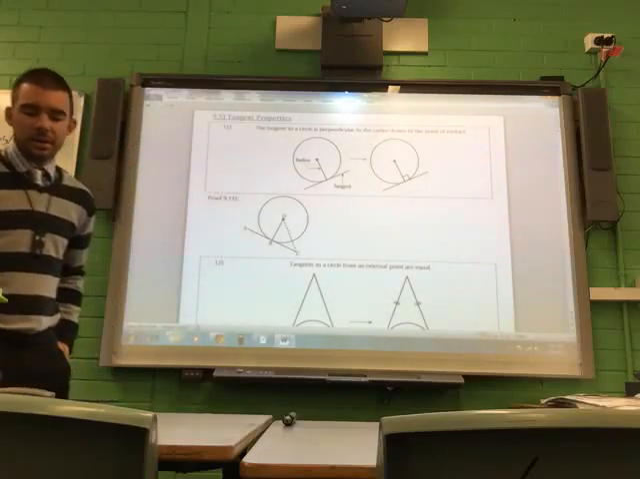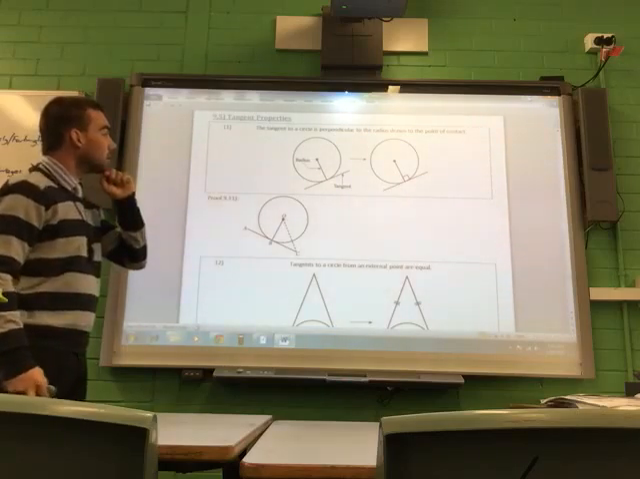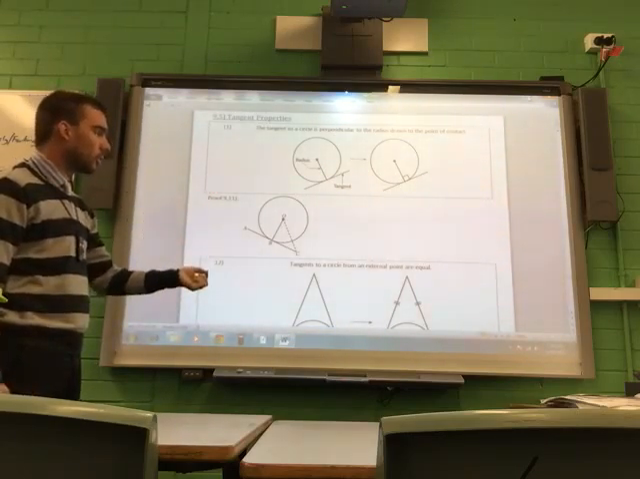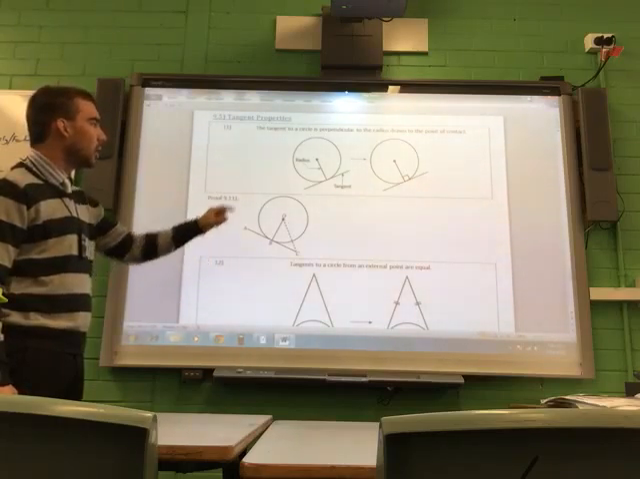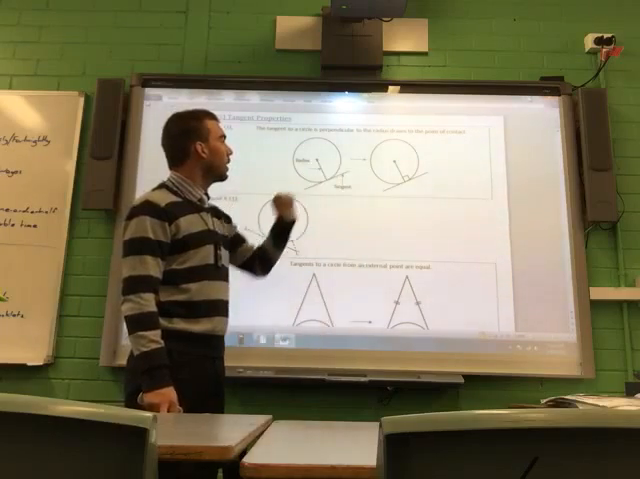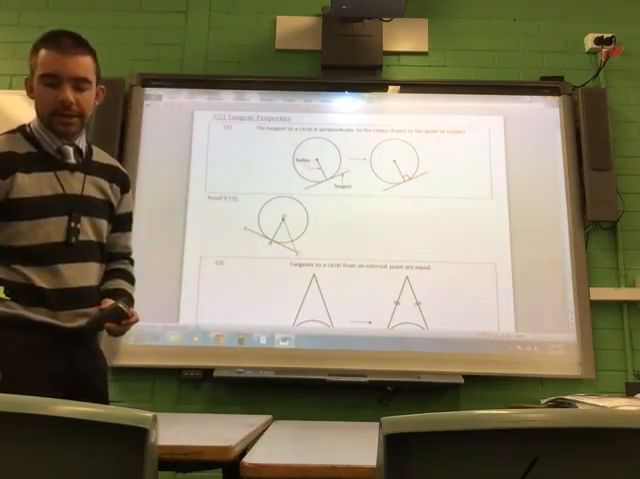Alright, so take two. We'll do a quick recap of what we did on Friday. We started looking at tangent properties. For the first one, I still haven't quite got the proof out yet to show you, but we'll take this as an assumption for the time being: the radius is perpendicular to the tangent at the point of contact.